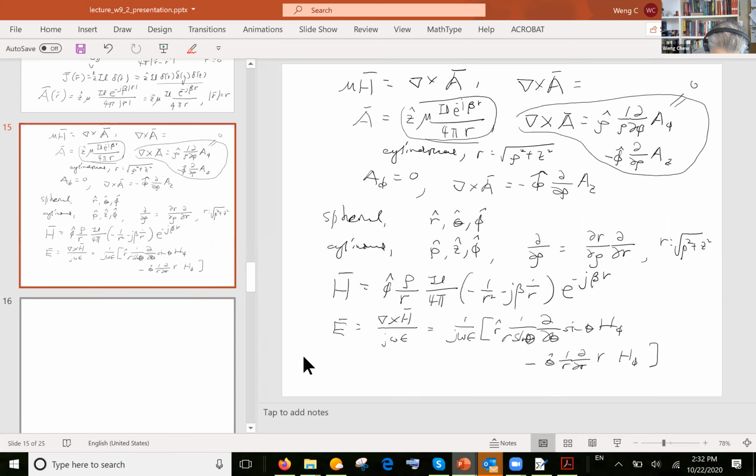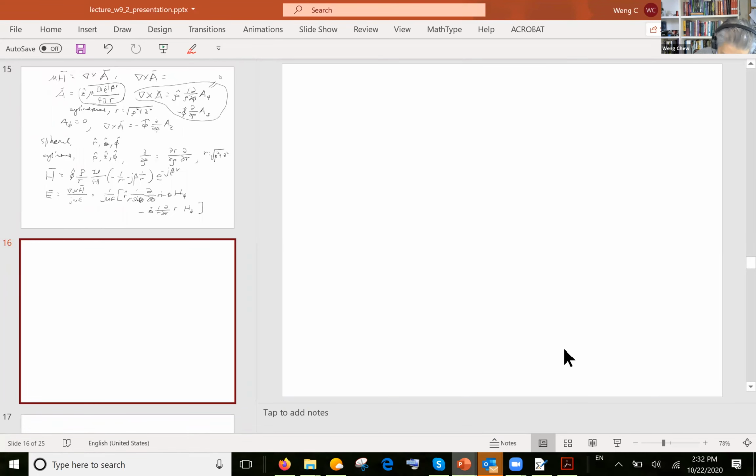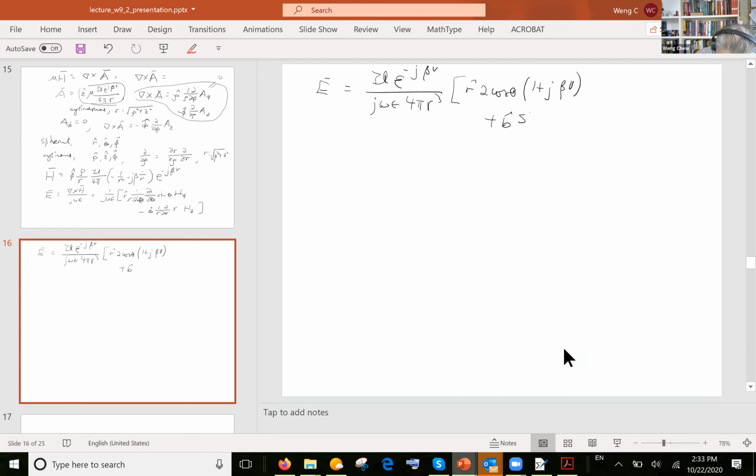And then what you have is that the electric field finally looks something like this: K omega epsilon over 4 pi r cubed, and then you will have r hat 2 cosine theta (1 plus j beta r) plus theta hat sine theta (1 plus j beta r minus beta squared r squared). Okay, so you have an r hat component and a theta hat component.